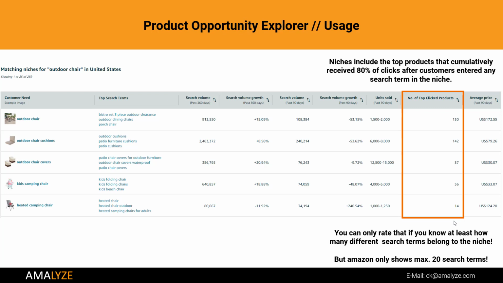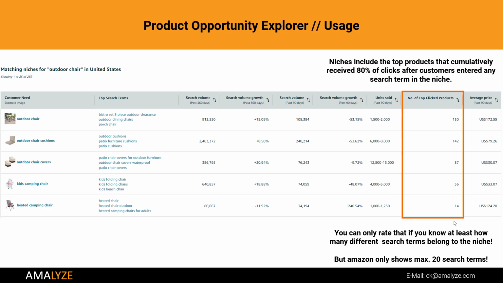That is interesting, but you have to understand that you can only judge it if you know how many different search terms belong to the niche. In some situations, I've only seen 4 or 5 given top search terms from Amazon, but normally it's a maximum of 20. Every other tool out there will show you more and really more different search terms, but it's a nice indicator. So just keep that in mind when you're looking at that.